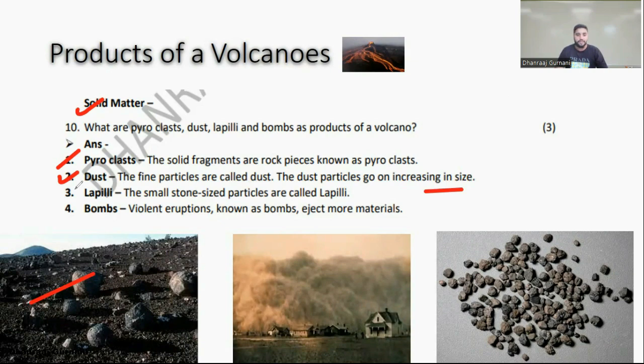And number 3, lapilli. They are small stone-sized particles, SSS, small stone-sized particles called lapilli, which come out during a volcanic eruption. And finally, bombs. Volcanic eruptions eject larger materials known as bombs. So 4 solid matters, pyroclasts, dust, lapilli, and bombs, are ejected as a part of volcanic eruptions.